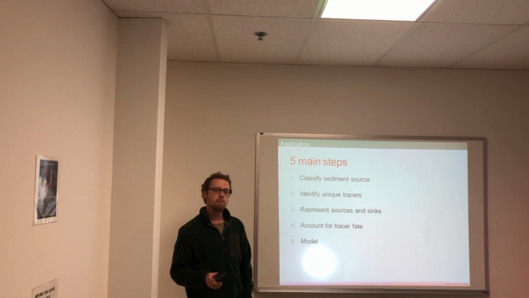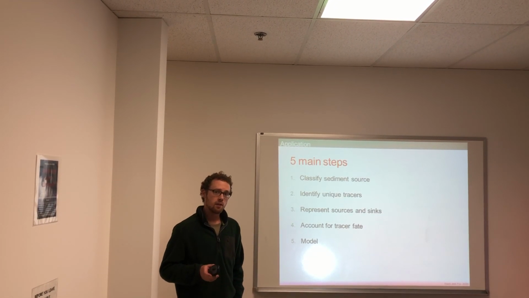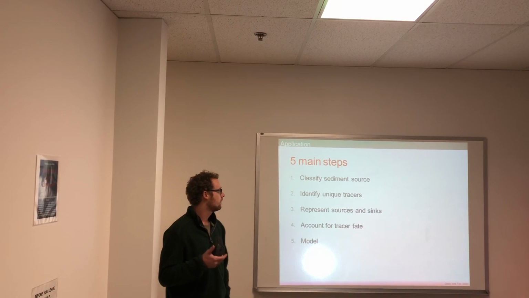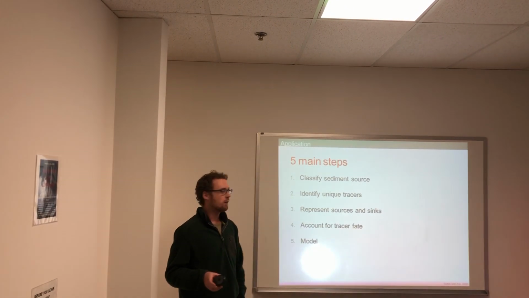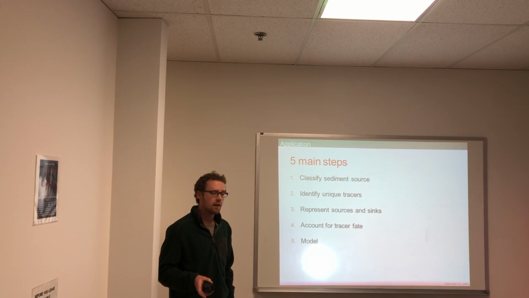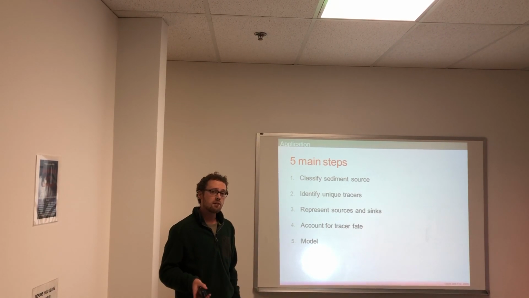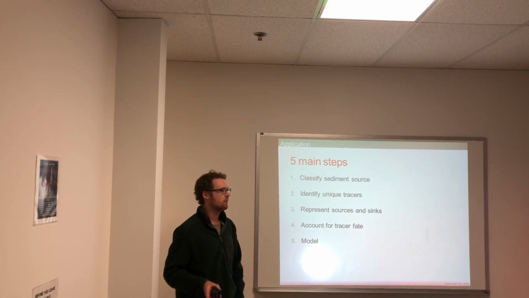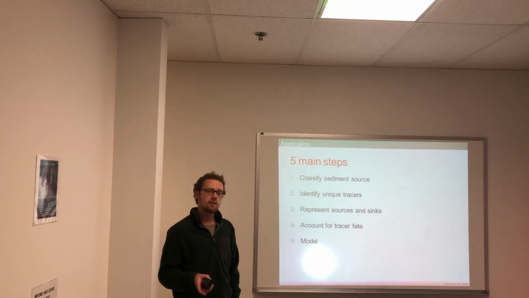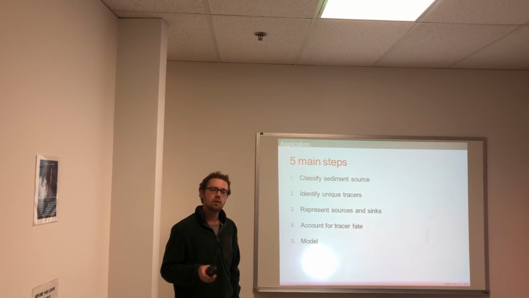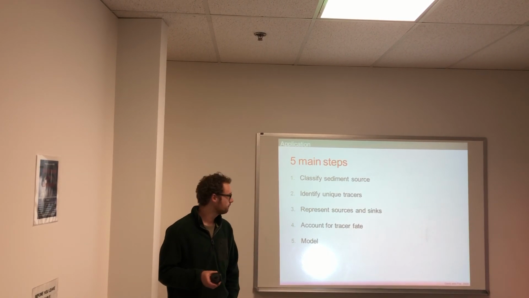Now, there are 5 main steps that can be used to do sediment fingerprinting, which I will go into depth on each one of these. First is classify your sediment source. So where is your sediment in the watershed originating from? Number 2, identify unique tracers. So what physical or chemical attributes can you use to determine where sediment in a stream is coming from?